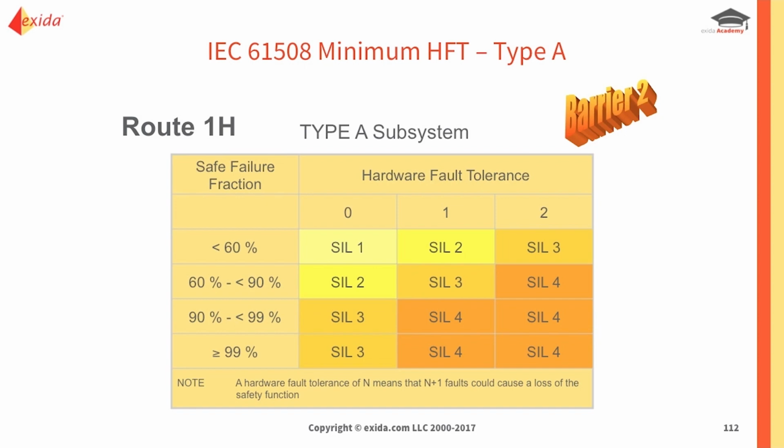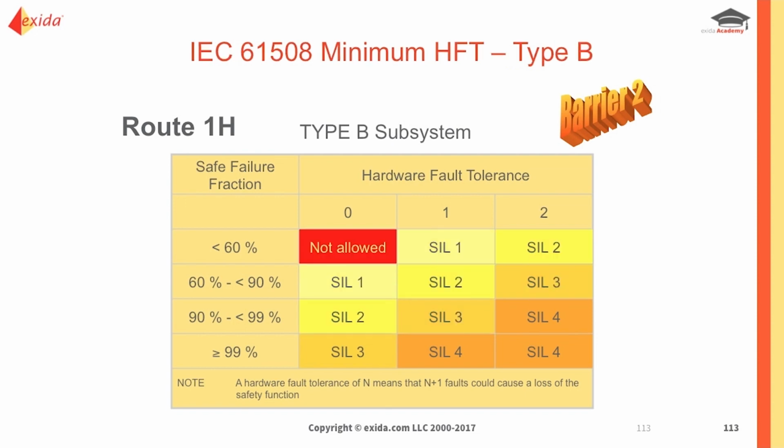Here's the chart. You've got a safe failure fraction. Depending on how good the safe failure fraction is, depending on your SIL level, you need a certain level of hardware fault tolerance. For type A, now take a look at this, SIL 1. For type B, everything gets shifted one SIL level because there's so much unknown. We just want you to do an order of magnitude better. And there's some logic in that.